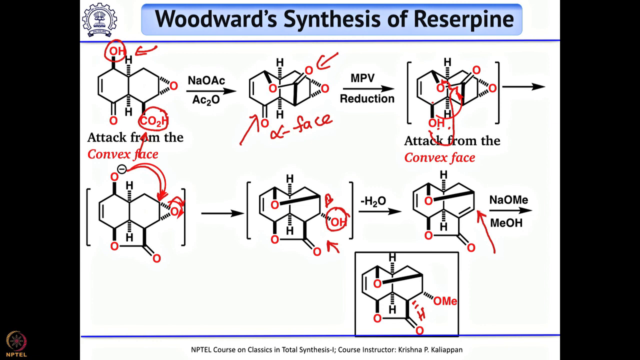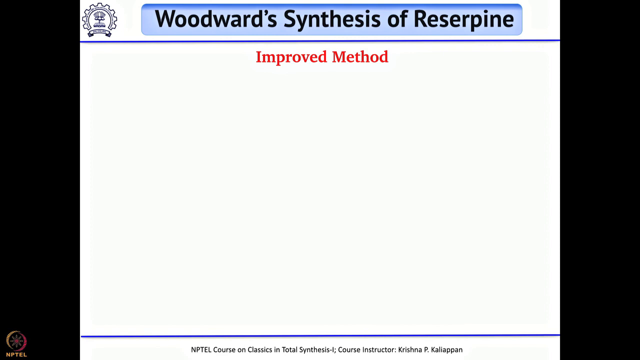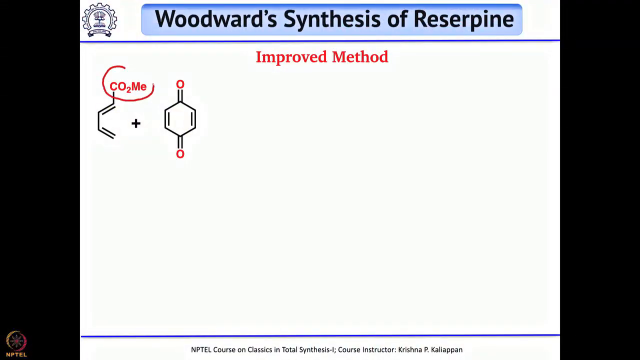starting from benzoquinone using the Diels-Alder reaction as the key reaction. Later he also used a very simple method. He improved the method which he earlier used and got the same intermediate in few steps. How? Instead of carboxylic acid, he used an ester.